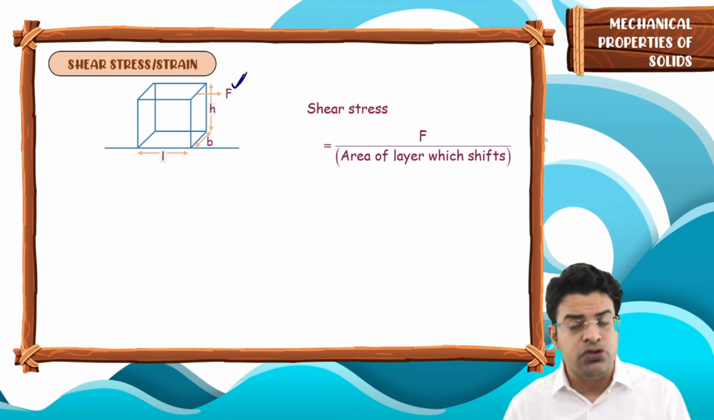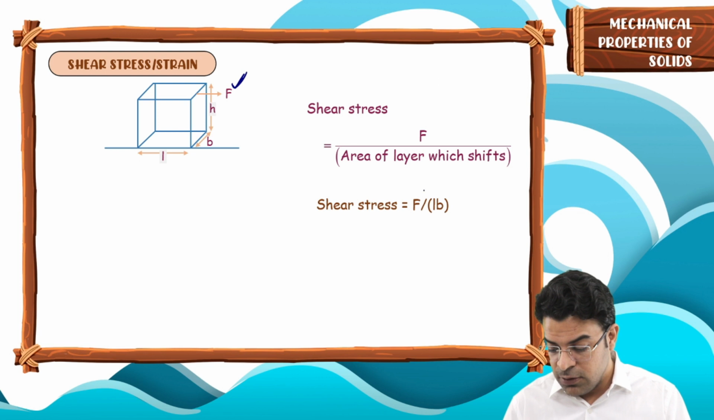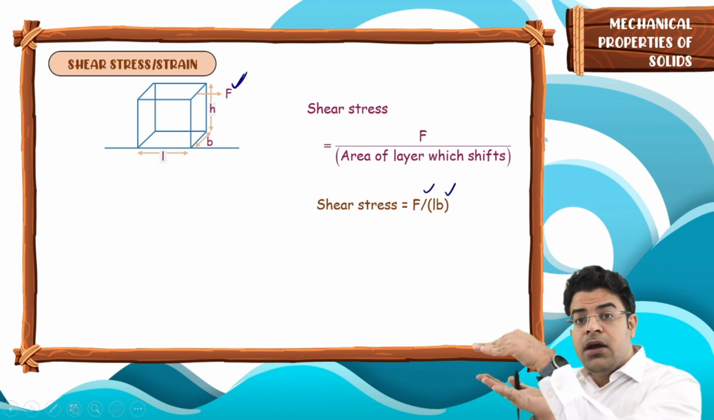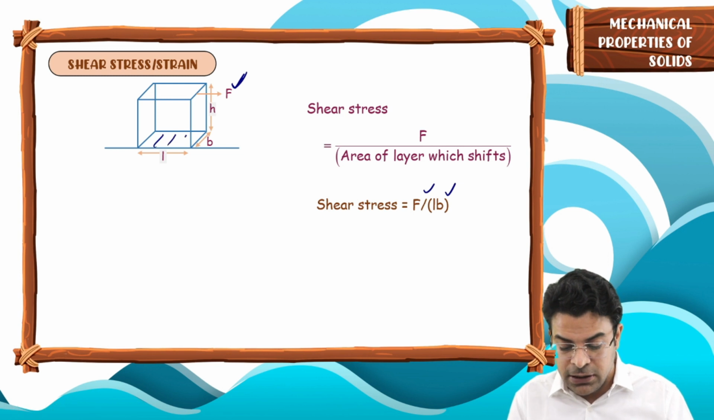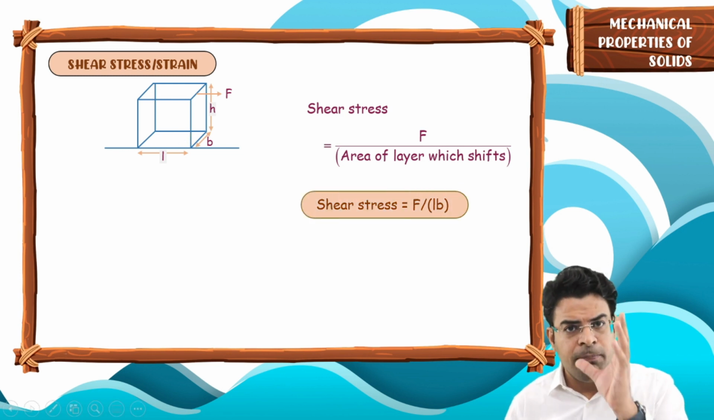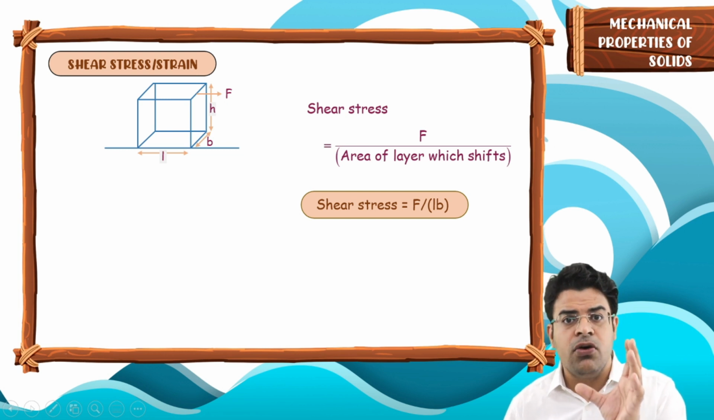Shear stress produced by this force will be written as the force divided by the area which is trying to move layer over layer, and that area is nothing but LB. So now we have understood something called shear stress. Now we will talk about something called shear strain.